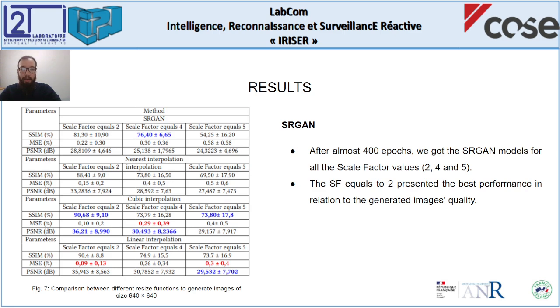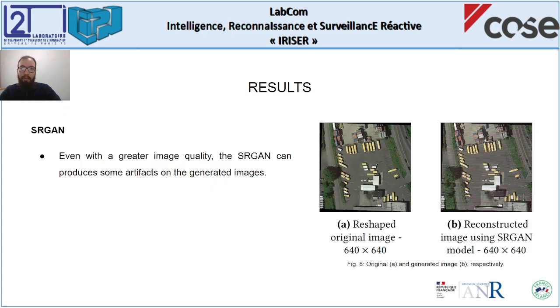So the first results, after almost 400 epochs, we've got the SRGAN models for different scale factors, and in our case the scale factor values 2, 4, and 5. And we've got the best result when we upscale the low resolution models and generate new images using the scale factor equals 2, getting a better image quality when using scale factor equals 2.